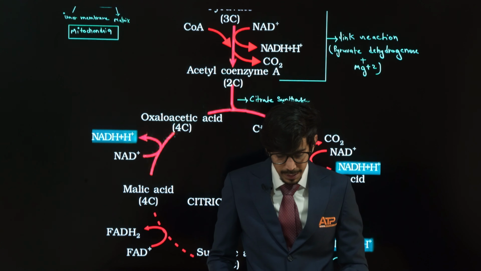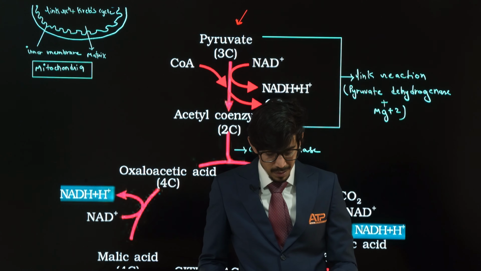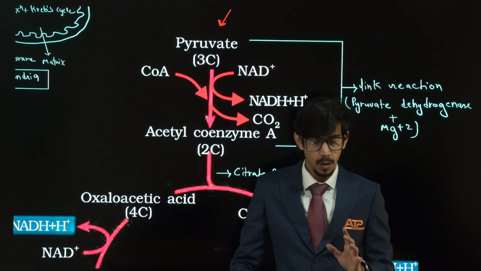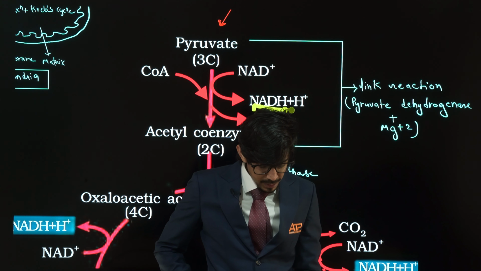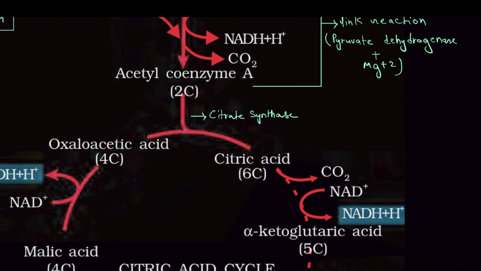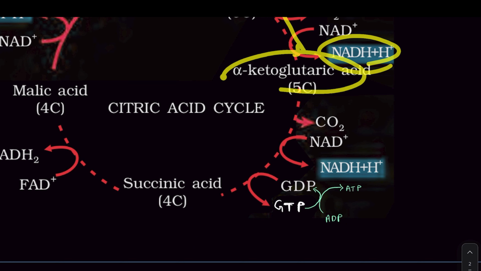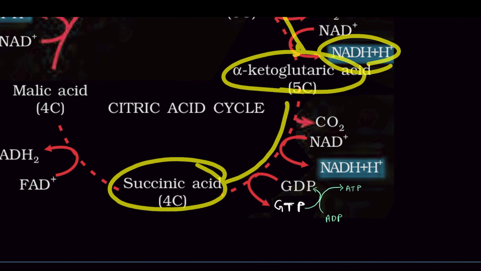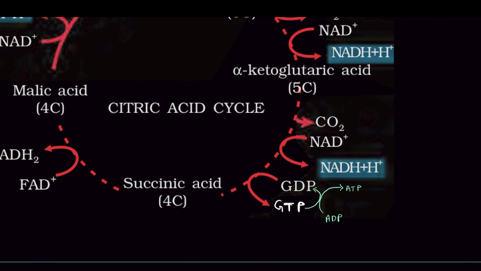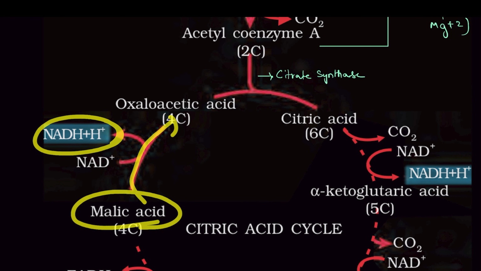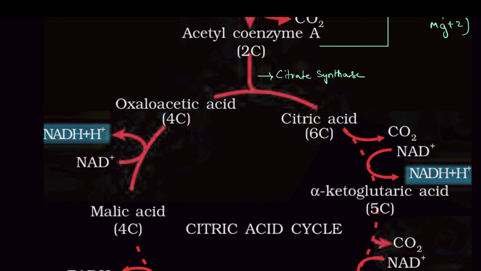Now let's quickly see what the steps are where we get NADH plus H plus. Okay, so at this step we get NADH plus H plus, right? When citric acid converts into alpha ketoglutaric acid, here also we get NADH plus H plus. When alpha ketoglutaric acid converts into succinic acid, here also we get NADH plus H plus. And when malic acid gets converted into oxaloacetic acid, here also we get NADH plus H plus.